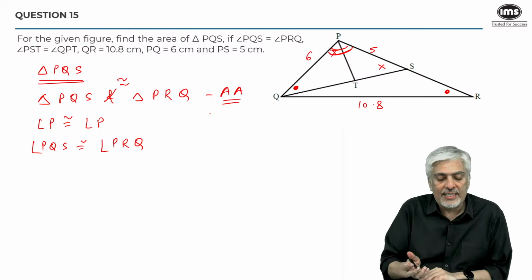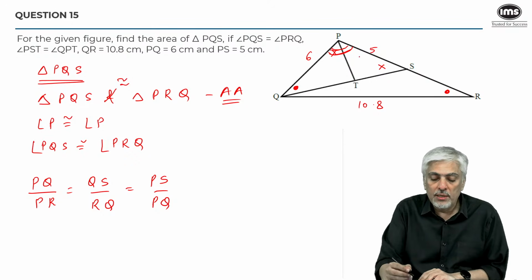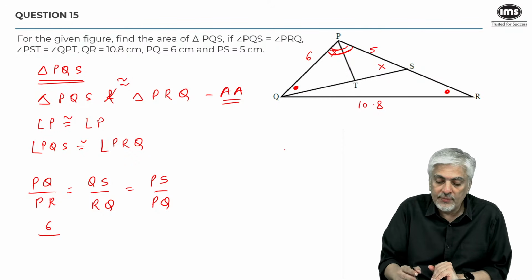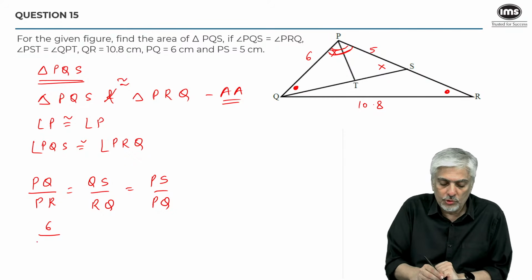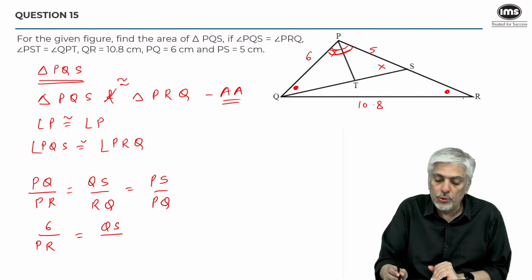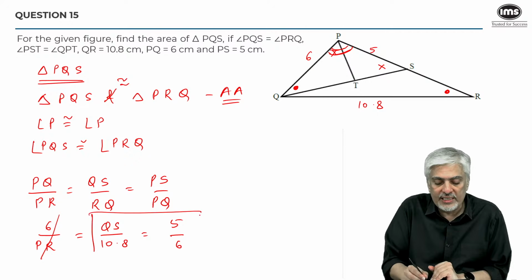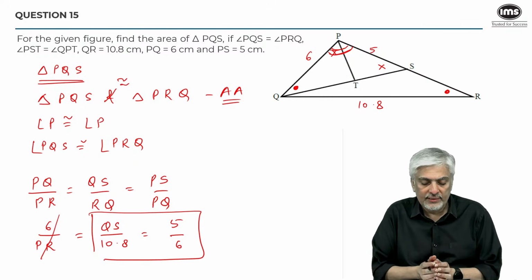And once I got the similarity, I just had to put the ratio. What will I get? PQ upon PR is QS upon RQ is PS upon PQ. Let's start using all the values. PQ I know is 6. PR I don't know, so let's leave PR as it is. QS I don't know, and maybe that is what I want to find. RQ is 10.8. PS is 5 and PQ is 6. So this is not even needed. Let's take this much and cross multiply, get our answer.